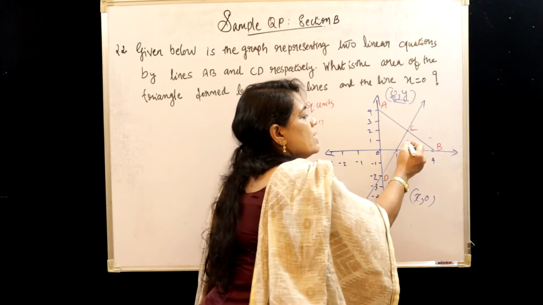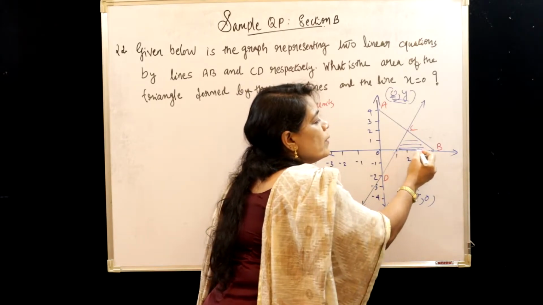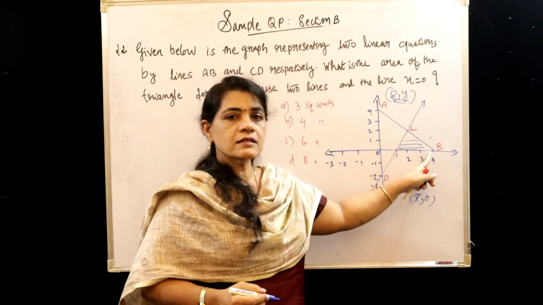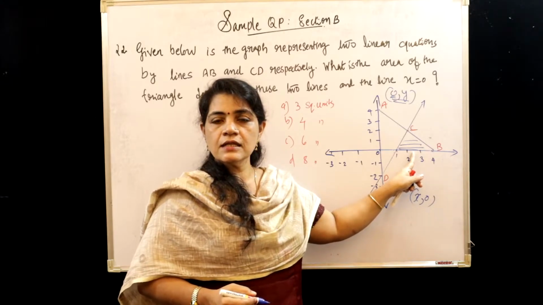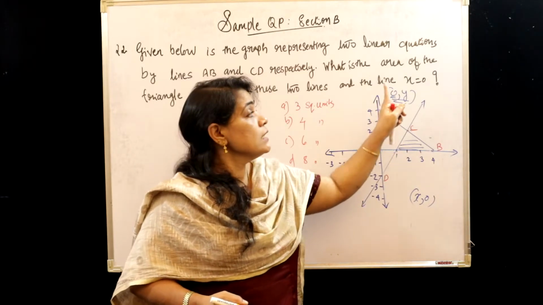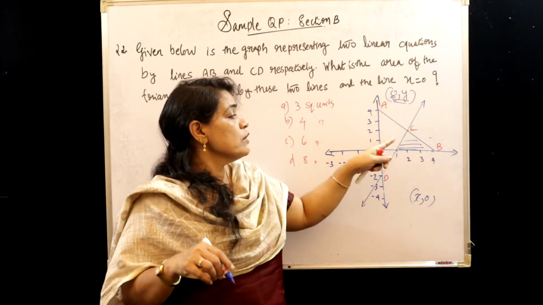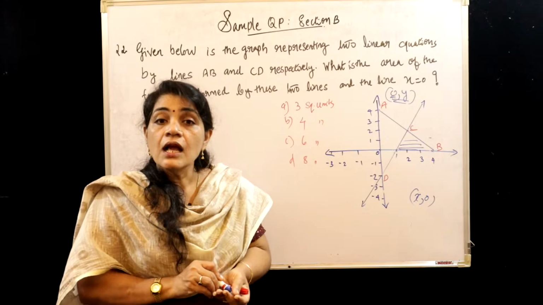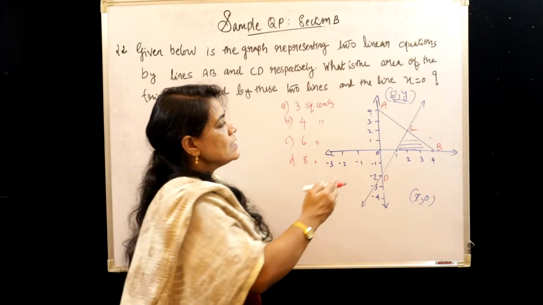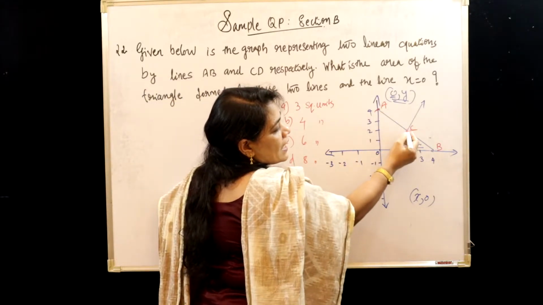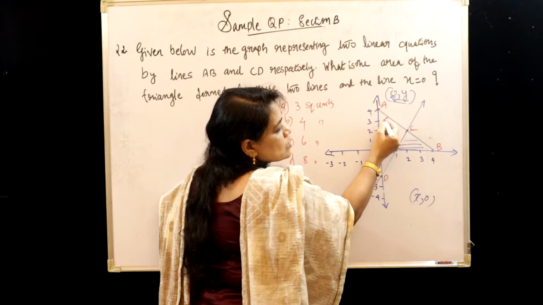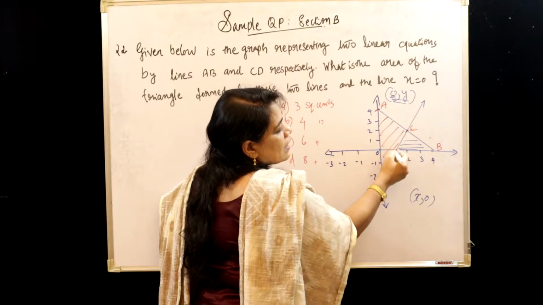Here you can see one triangle. This is a triangle formed by this line with the x-axis. The base is the x-axis, but what is asked here is x equal to 0, which is the equation of the y-axis. So that means you have to consider the triangle with the y-axis. That means here the vertices are A, C and D. So this is the required triangle.